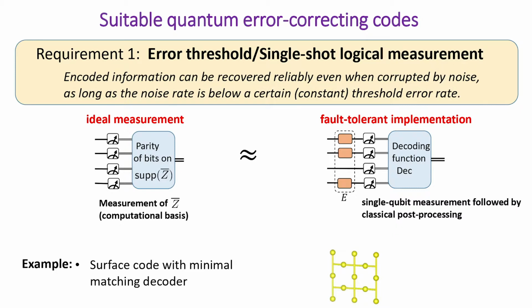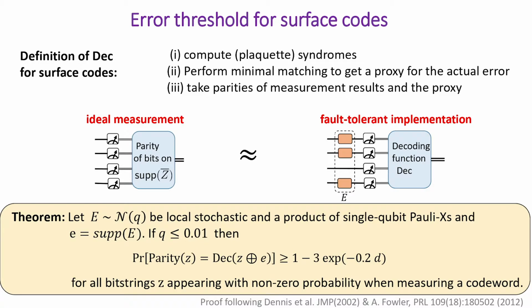So the actual result here, I mean, this result is proven using standard techniques from Dennis et al. and also from Fowler. So what you can say is the following. You can get the parity, which corresponds to this logical observable, even from a noisy version of this measurement result. So E is the error, which we can assume is a Pauli X error. So we can get the correct result with high probability as long as the error rate is below 1%. And this is for the surface code.